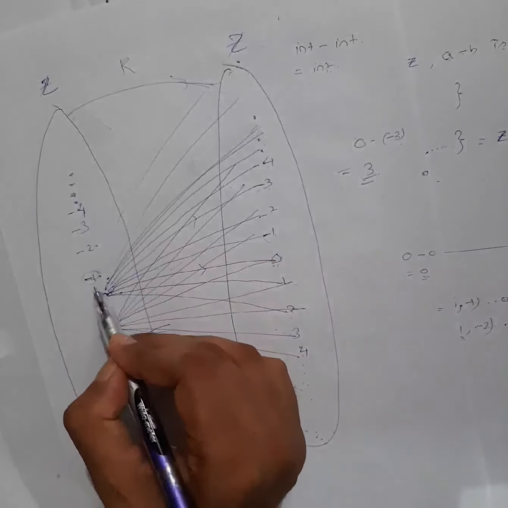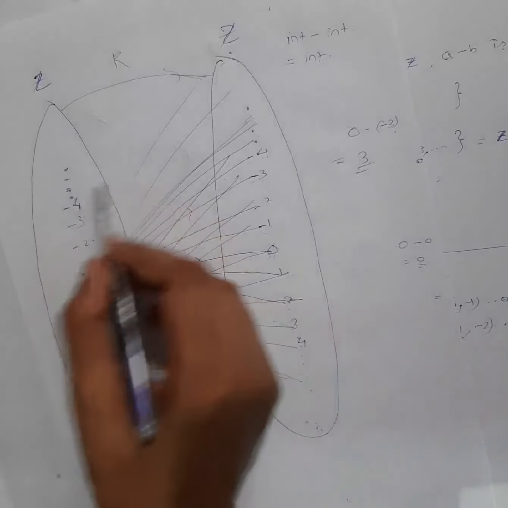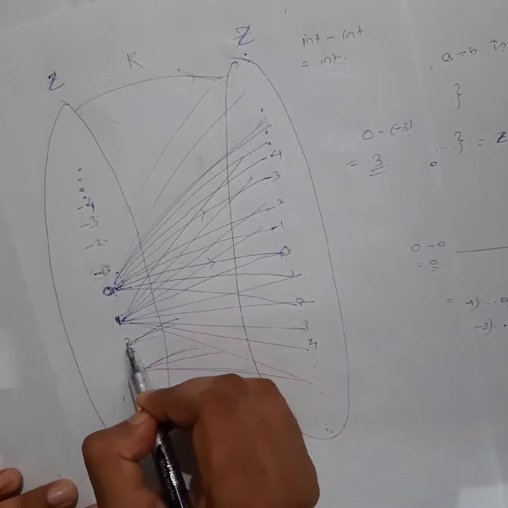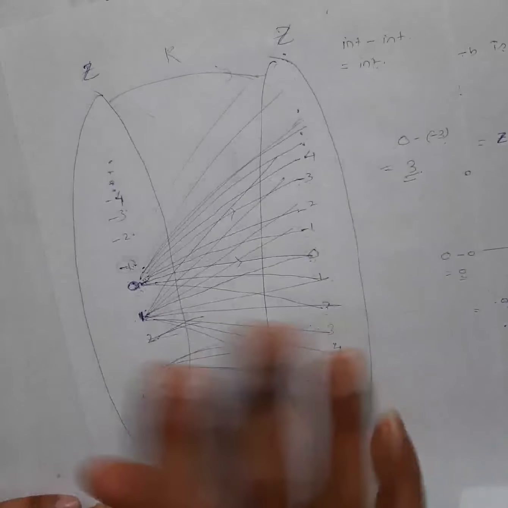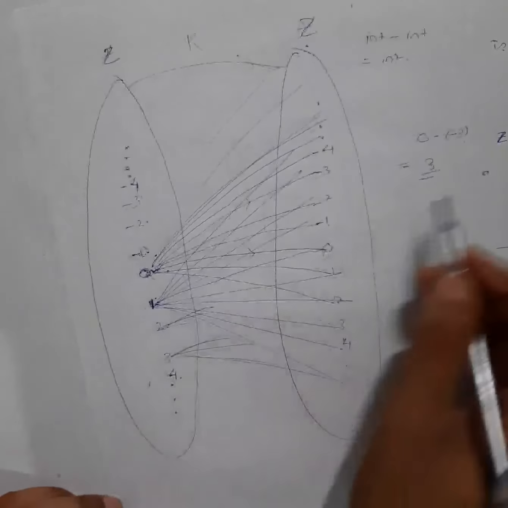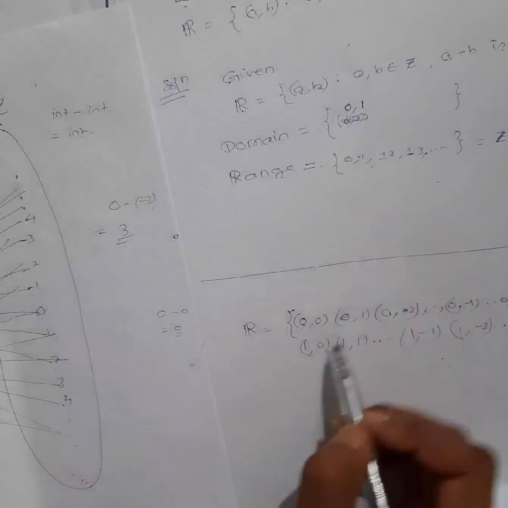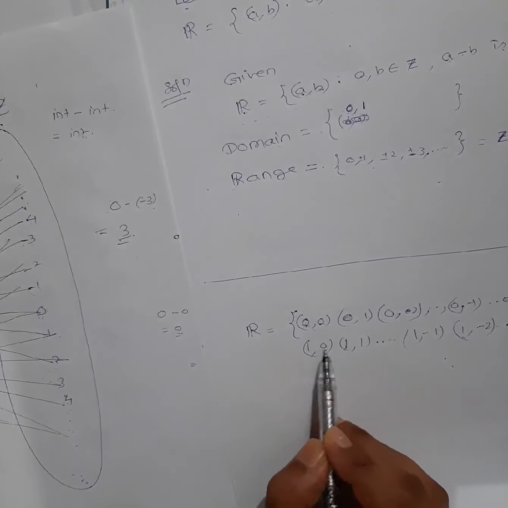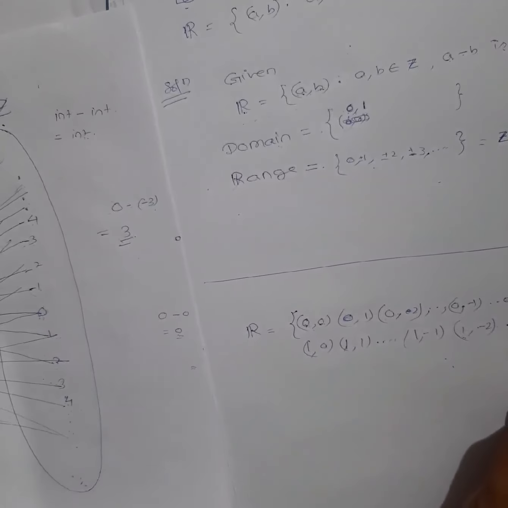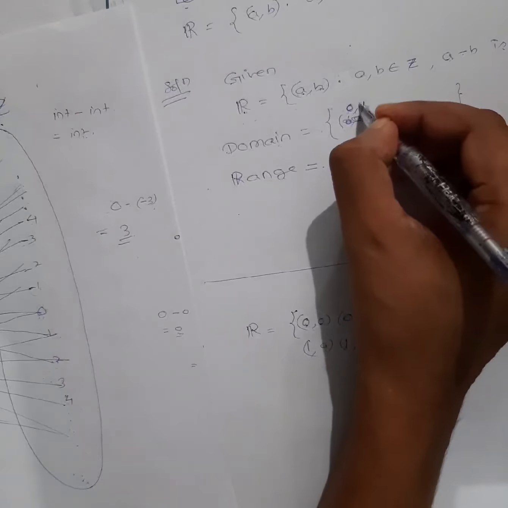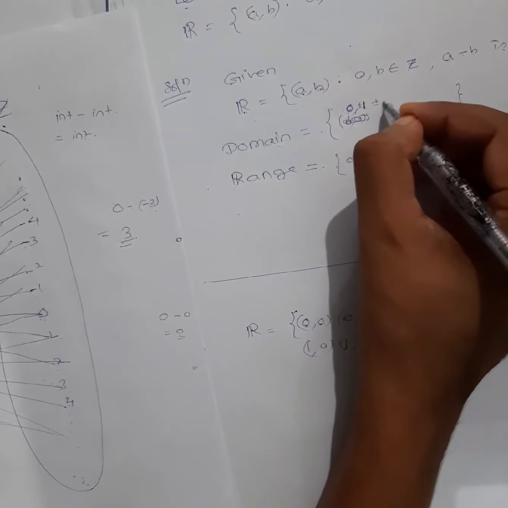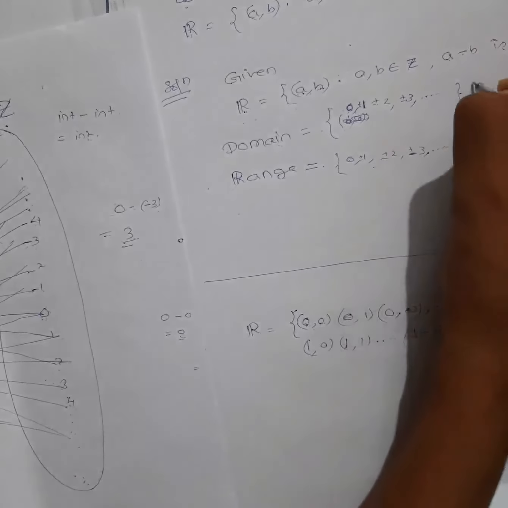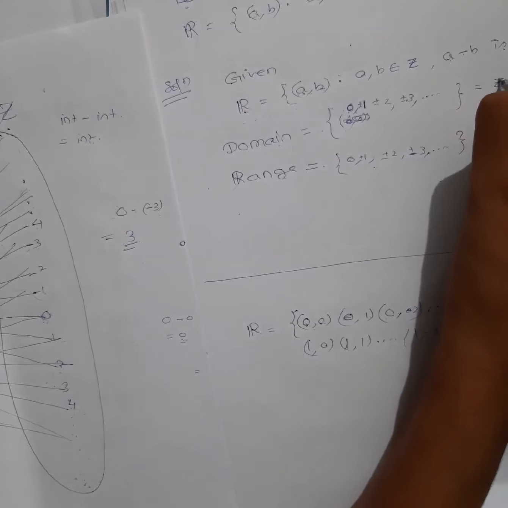So you can see in this way all these elements will have an image or not. Obviously it will have an image. You can see 0 is having an image, 1 is having an image too. How many, that does not matter. It is having an image, so it will be there in the domain set. Okay, image means what? It is related to this, it is related. 1 will be related to something, 2 will be related to something. So all will be there. Plus minus 1, plus minus 2, plus minus 3, dot dot dot, it will go on. So this is nothing but the set of integers only.